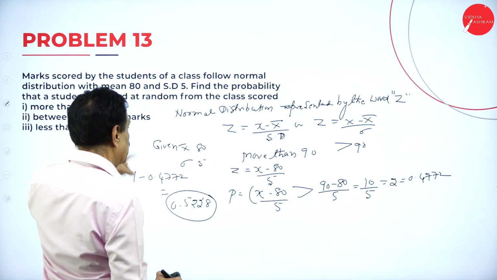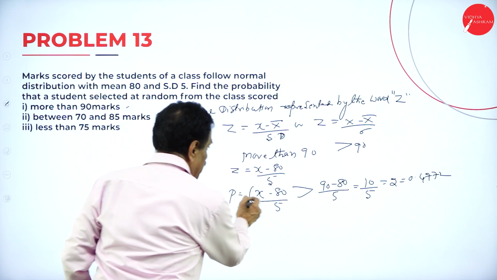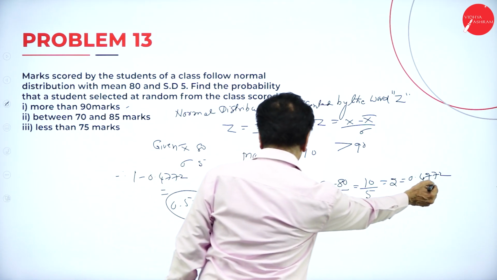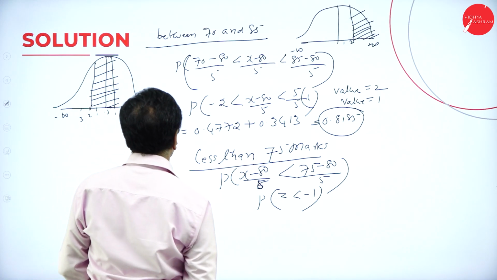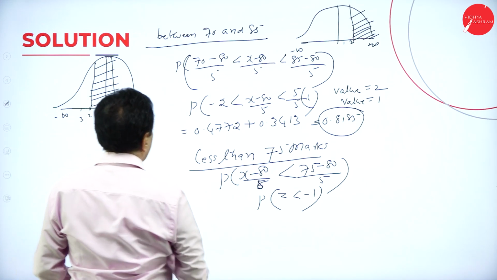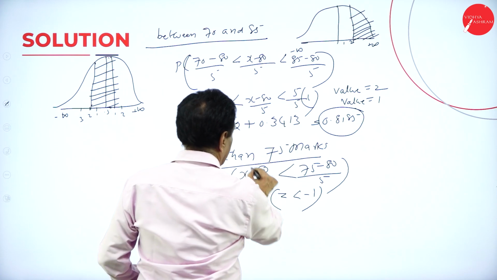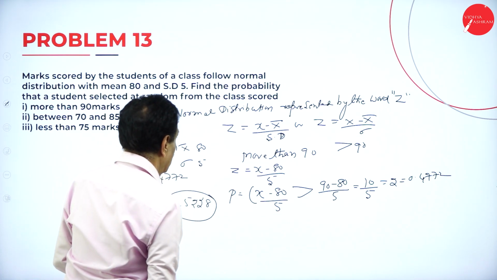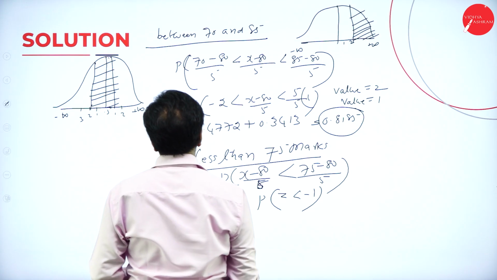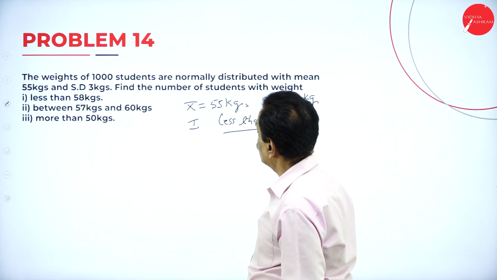First one, more than 90. This is x minus 90 minus 80, 2 is 0.1472. Deduct 0.280. Next, 70 to 85. 85 you have done. Then last one, less than 75. Less than 75 I have done. Okay. Then we'll move on to the next one.